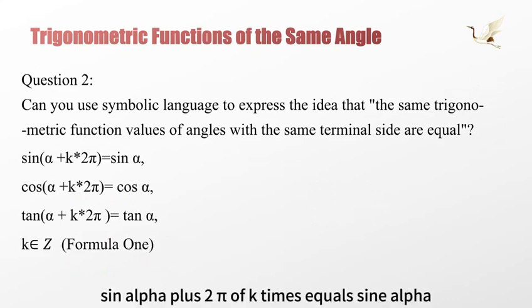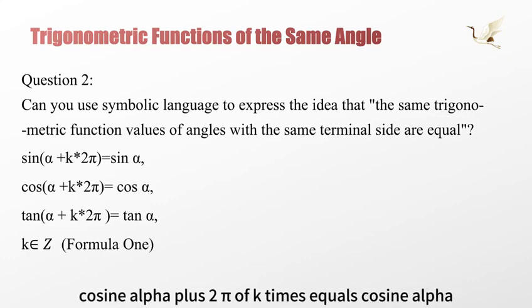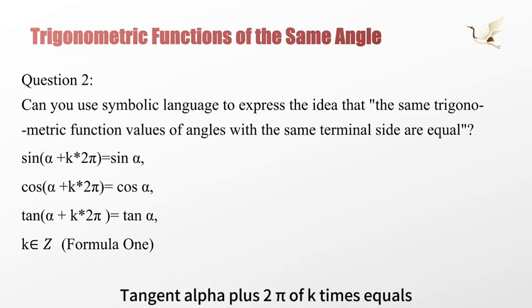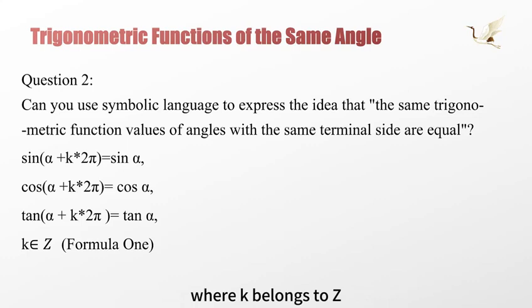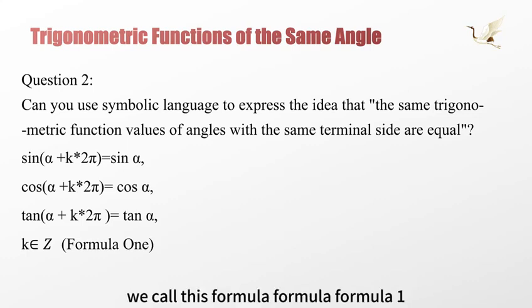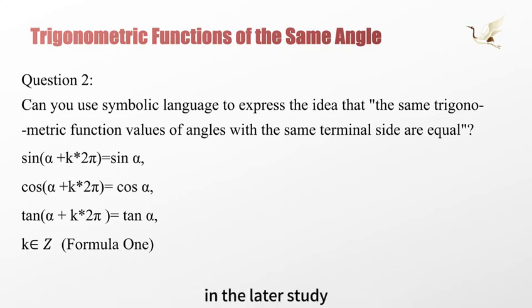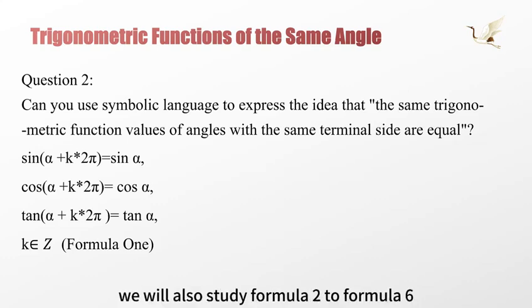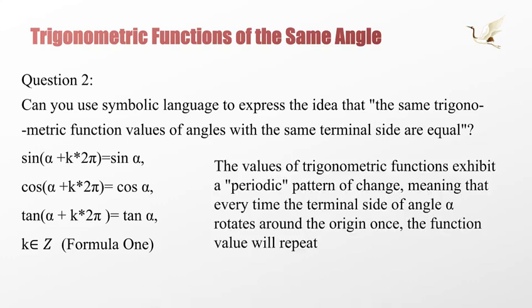Sine of alpha plus 2 pi k equals sine alpha, cosine of alpha plus 2 pi k equals cosine alpha, tangent of alpha plus 2 pi k equals tangent alpha, where k belongs to Z. We call this Formula 1. In later study, we will also study Formula 2 to Formula 6.